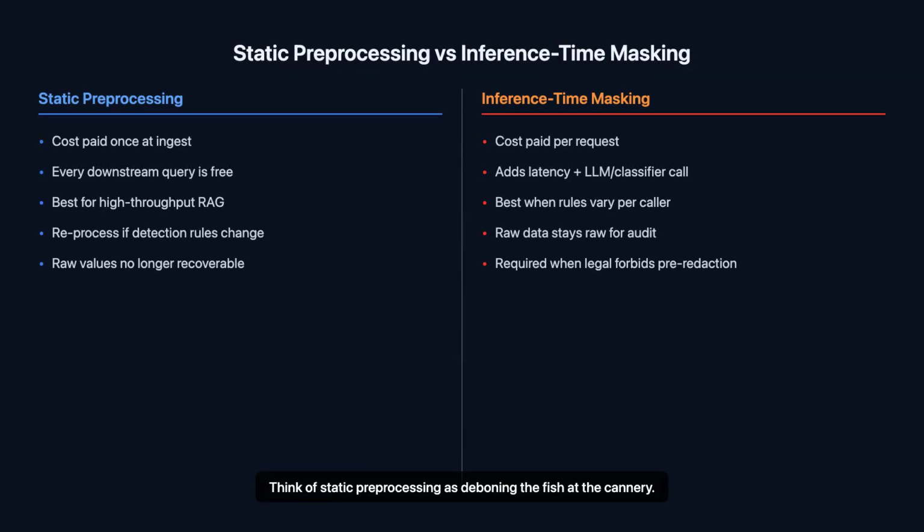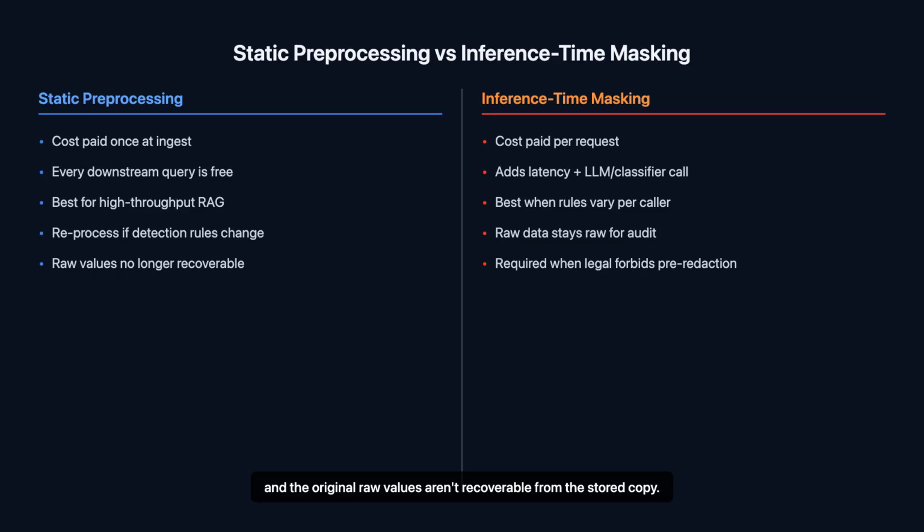Think of static pre-processing as deboning the fish at the cannery. You pay the detection cost once, and every customer downstream gets the safe version for free. That makes it the right call for high-throughput RAG corpora. Your 80 million row vector index gets cleaned once, not 80 million times. The trade is that you reprocess when detection rules change, and the original raw values aren't recoverable from the stored copy.